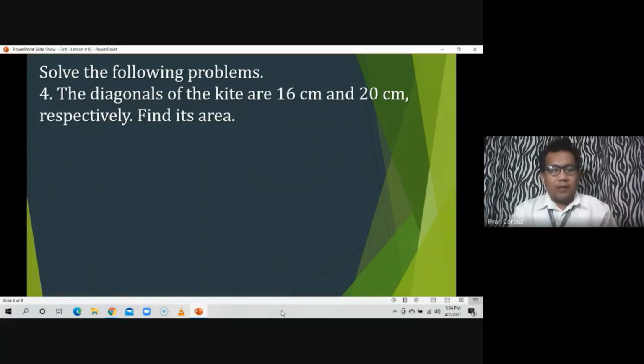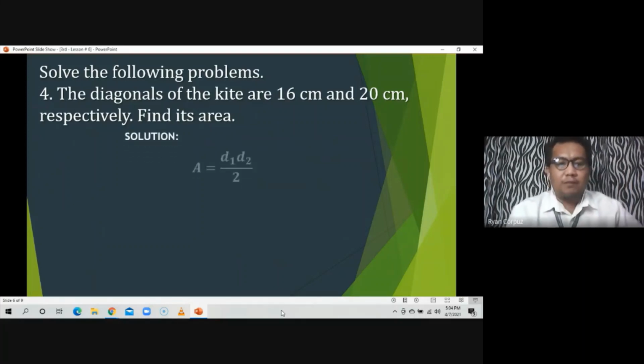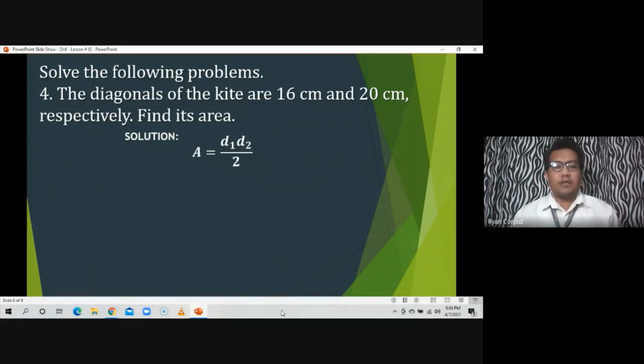So pwede ang gawin natin, mag-draw tayo ng figure para ma-visualize natin kung ano yung hinahanap natin, or pwede rin hindi na, since we know that the given figure is a kite. So that we can right away use the formula in finding the area of the quadrilateral with perpendicular diagonals. So to solve for it, we can use this formula. So A is equal to D sub 1 times D sub 2 over 2. So since given naman yung diagonals, measure the diagonals of the given kite, we can substitute that to the given formula.